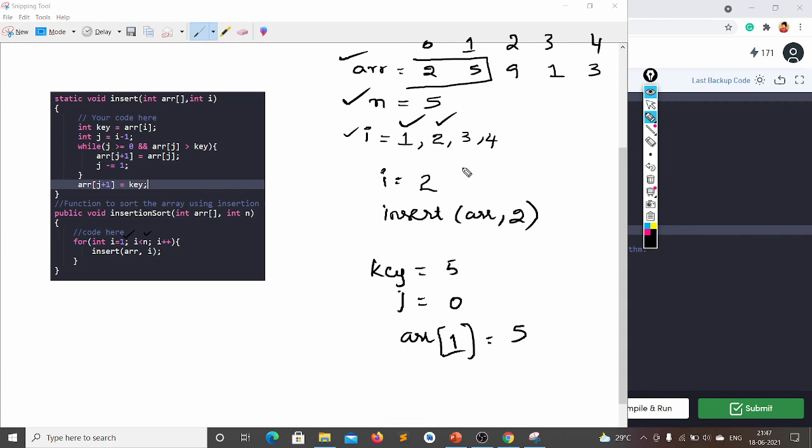Okay. And again, let's take i is equal to 3. Let's erase this one. Okay. i is equal to 3. What will be my key? Array of 3. Already these 2, 5, 9 are sorted. Array of 3 is nothing but 1. And my j is nothing but i minus 1, that is 3 minus 1, 2.